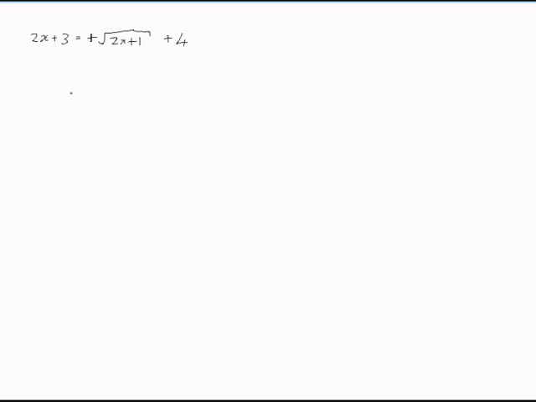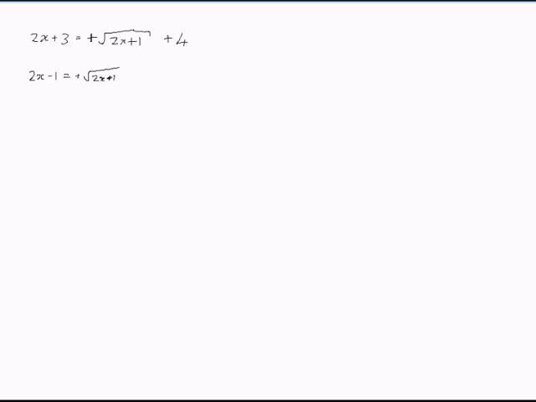Now the first thing we're going to do to solve this is isolate the square root sign. The purpose of this is so that we can square both sides later. So if we subtract 4 from both sides, we know that the left-hand side becomes 2x minus 1, where the right-hand side is just left with the positive square root of 2x plus 1.